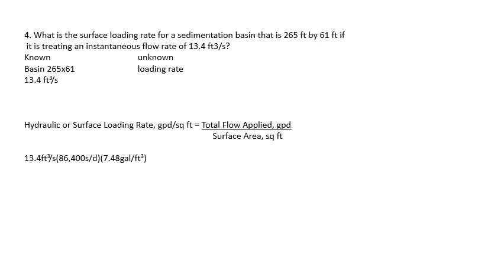Your total flow applied is in gallons per day. So we must convert the 13.4 cubic feet per second to gallons per day. To do that, we multiply by 86,400 seconds per day. And then to get gallons from cubic feet, there's 7.48 gallons per cubic foot. Do your multiplication, and you get 8,660,045 gallons per day. Plug that into your formula.